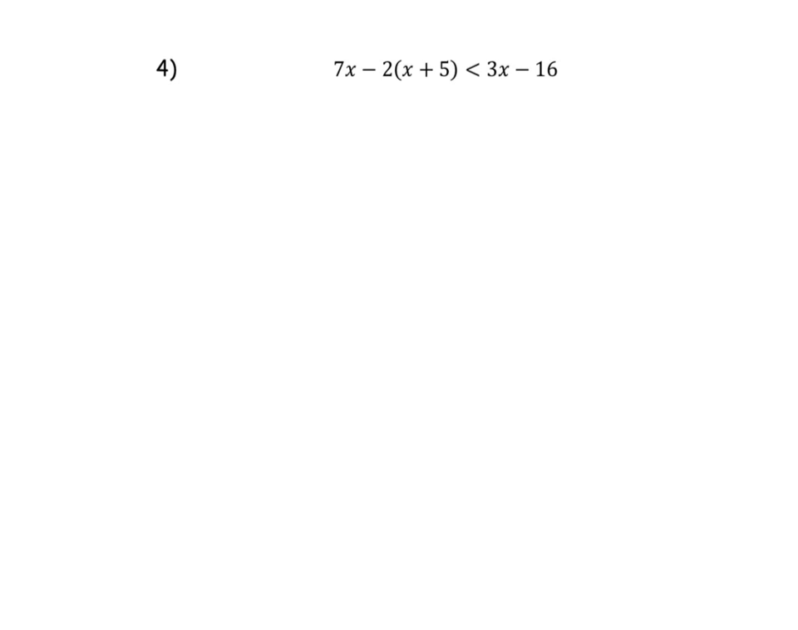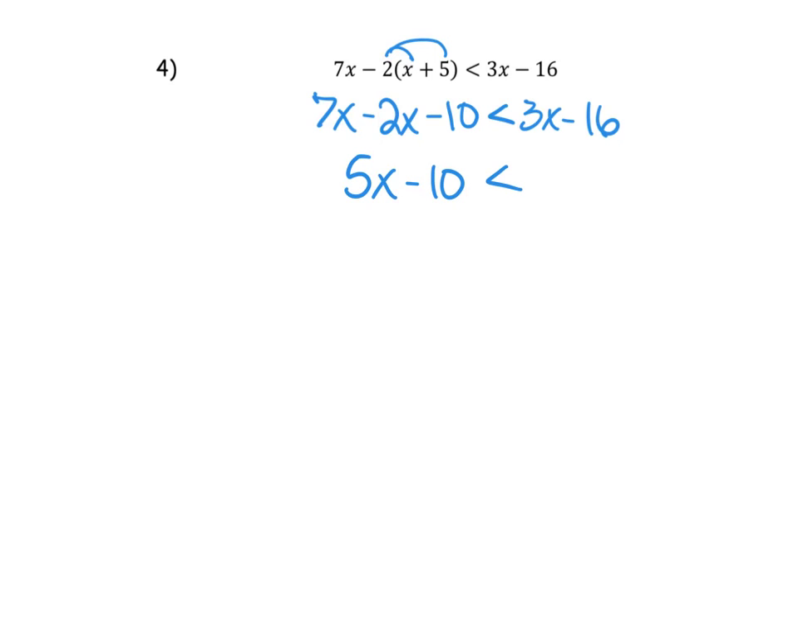All right, number 4. The first thing that I see for this is that there's a negative 2 that needs to be distributed. So we're going to do that. Negative 2 times x, negative 2x. Negative 2 times 5, negative 10. The right side stays. I have like terms that I can combine right here, 7x minus 2x, so I'm going to do that. 5x minus 10 is less than 3x minus 16.